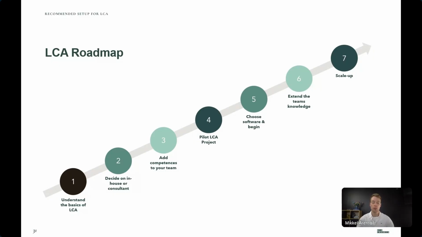Then you need to choose your first LCA project. This is often driven by, for example, your sustainability strategy or a customer asking you for a carbon footprint of your product. If you want to do it internally, you need to set up your LCA software and databases to use and begin conducting your first LCA. As you go, you will extend the knowledge of your team if relevant and scale up based on your experience with the first LCA.